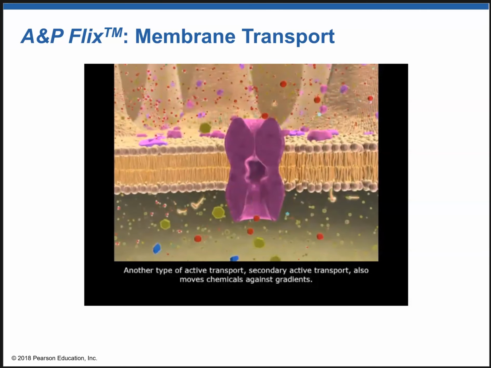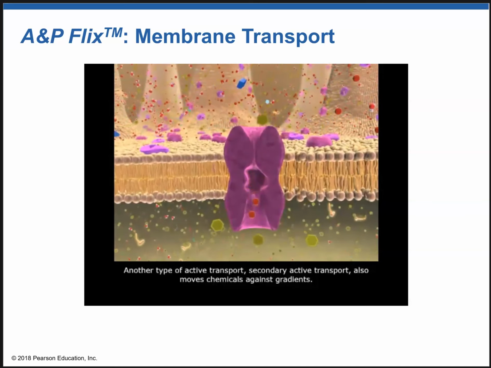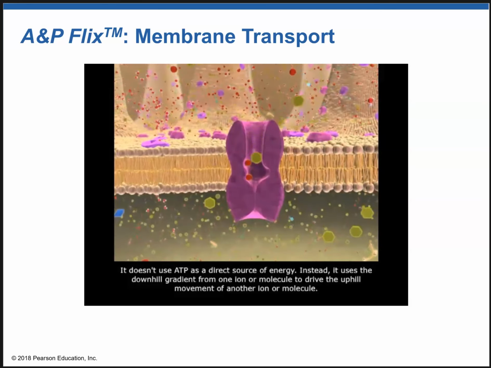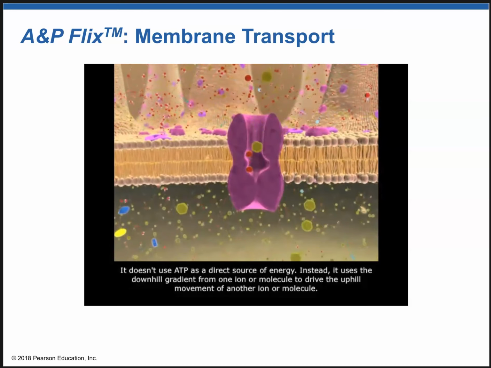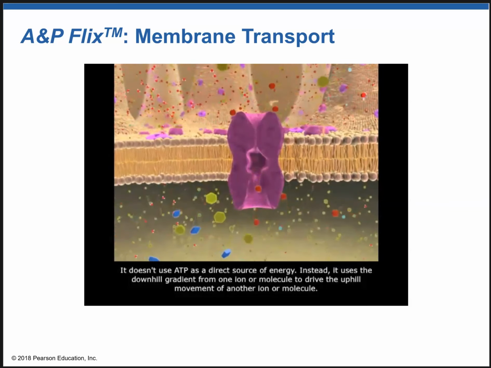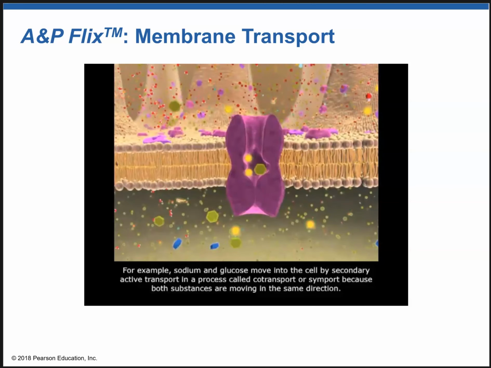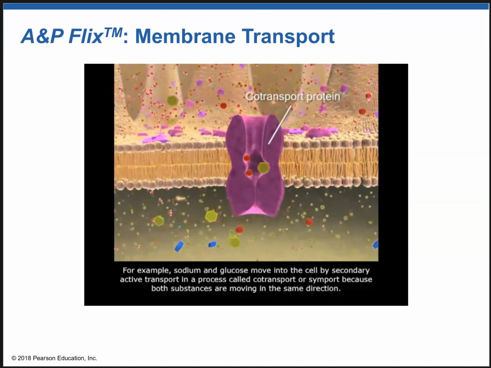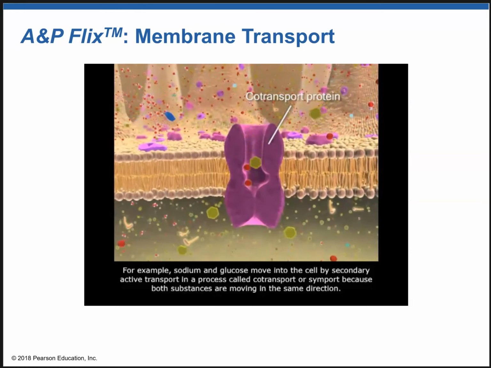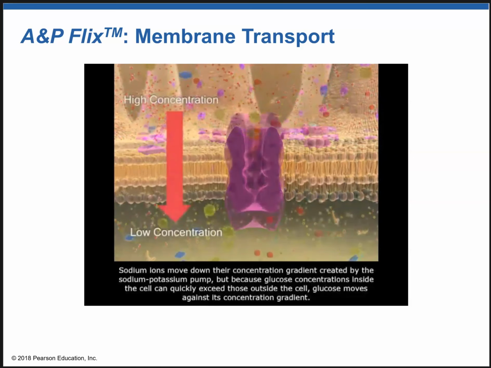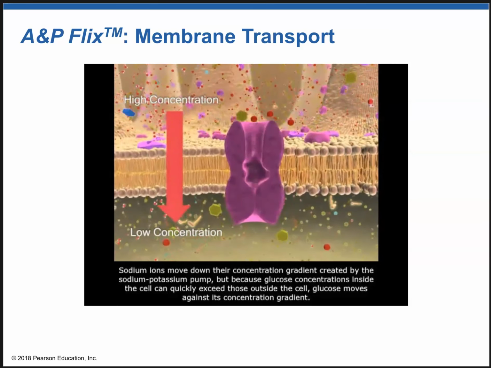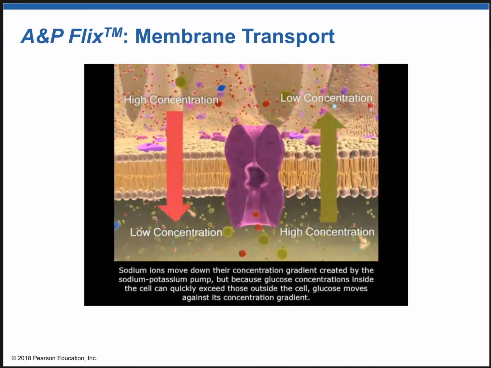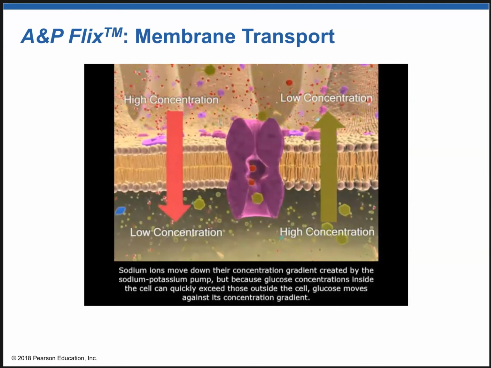Another type of active transport, secondary active transport, also moves chemicals against gradients. It doesn't use ATP as a direct source of energy. Instead, it uses the downhill gradient from one ion or molecule to drive the uphill movement of another ion or molecule. For example, sodium and glucose move into the cell by secondary active transport in a process called cotransport or symport, because both substances are moving in the same direction. Sodium ions move down their concentration gradient created by the sodium-potassium pump, but because glucose concentrations inside the cell can quickly exceed those outside the cell, glucose moves against its concentration gradient.